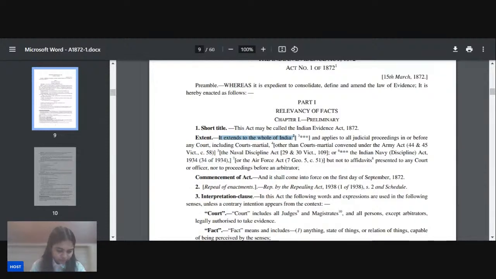Yes, I'll come to the difference between martial and court martial also. First, you all tell me this first part which we are dealing with. It applies to all judicial proceedings in or before any court, including court martial, right? So, who can tell me what do you mean by judicial proceeding? First, you have to make this clear. Anyone who knows about judicial proceeding? See, judicial proceeding, yes, presiding officer capable of collection of evidence.